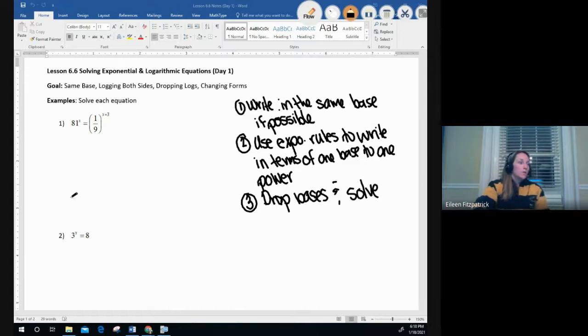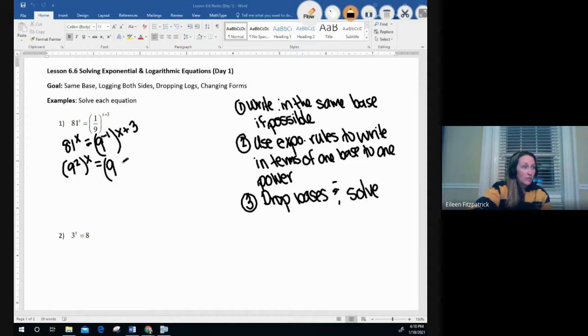Okay. So for the first problem, when you have a fraction, I would recommend writing it as a number to the -1 exponent. So for this one, I'm going to write 81 to the x equals 9 to the -1 times x plus 3. And 9 and 81, well, I can rewrite 81 as 9 squared, right? So the goal is to get the same bases. And now I do. I have the same base of 9.